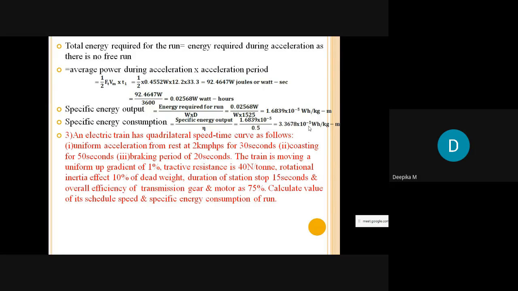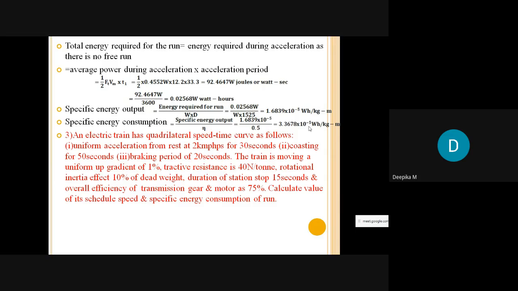Next we will move on to the next problem. An electric train has a quadrilateral speed time curve as follows. First, uniform acceleration from rest, with an acceleration of 2 kilometer per hour per second for 30 seconds, and coasting for 50 seconds, with a braking period of 20 seconds. The train is moving on a uniform up gradient of 1%. Tractive resistance is 40 Newton per ton. Rotational inertia effect is 10% of dead weight, the duration of station stop is 15 seconds, and the overall efficiency of transmission and gear motor is 75%. Calculate the scheduled speed and specific energy consumption of the run.